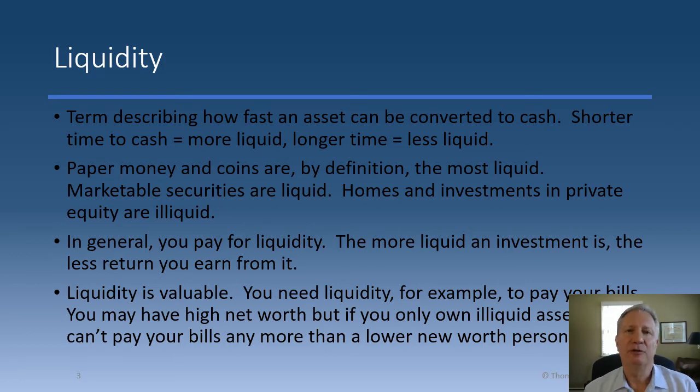Marketable securities are liquid. You can sell a stock. Maybe we're now, as of this recording, in the middle of the coronavirus hitting us and planning for it. And so maybe things aren't that liquid right now, although you're still able to sell securities in the market. Many people are, which is why prices are going down in the stock markets right now. But marketable securities are fairly liquid. Homes and investments in private equity, for example, are illiquid.